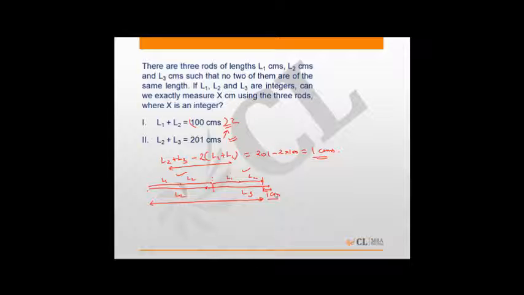So if I can measure 1 centimeter using these three rods, I can measure any integral length. That means using the combination of these two, I can definitely find the answer. I can definitely measure any rod of any integral length, right? So my answer has to be C. I hope it is clear now. Once again I'll give you the solution. In this process I have measured 1 centimeter, so I know that this length is 1 centimeter, right?